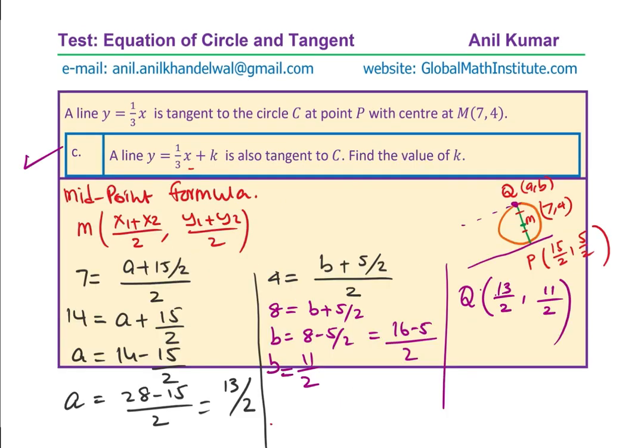Then it was to find the equation of the other line which could be tangent to the circle. For that, we found the point Q on the circle on the other side of PM, M being the midpoint. And that helped us to find the equation and the value of K. So I hope you find this interesting.